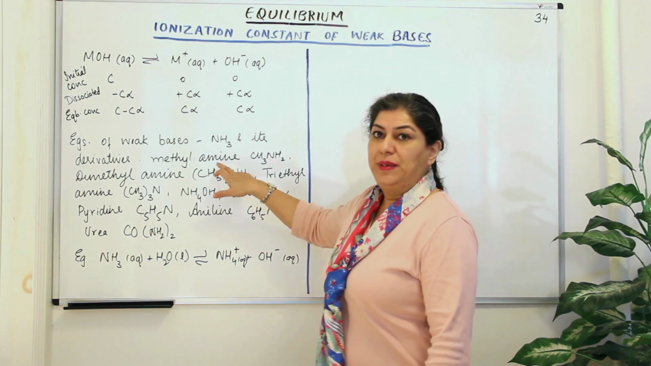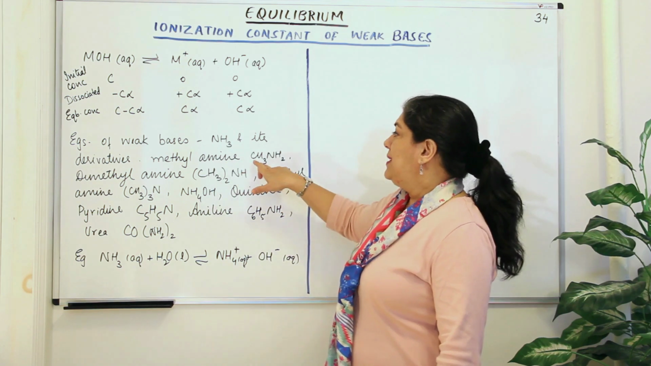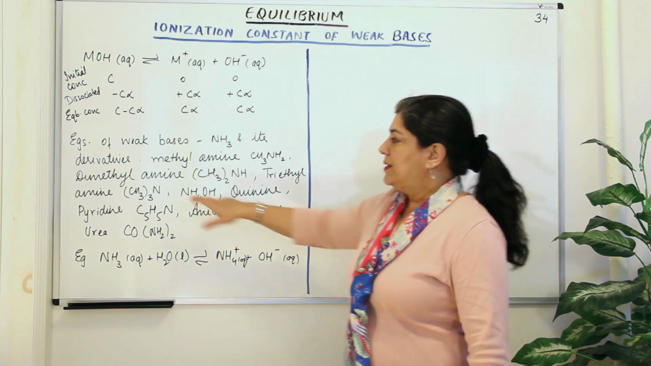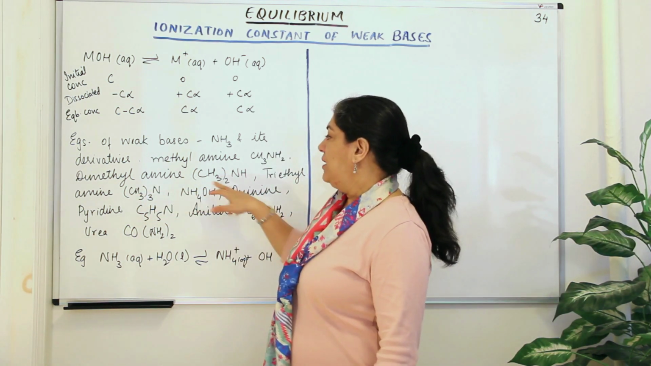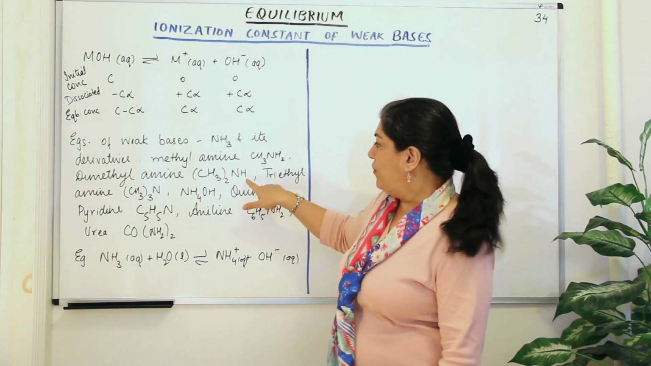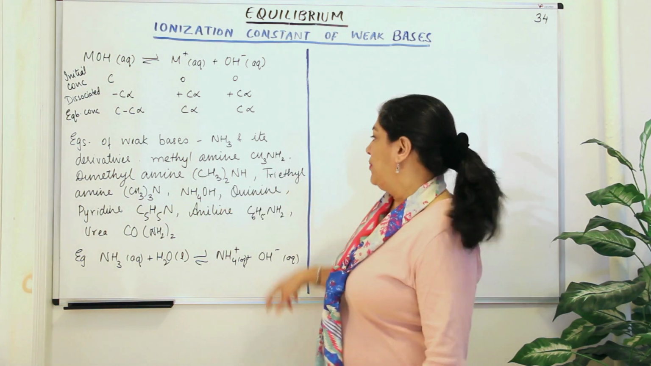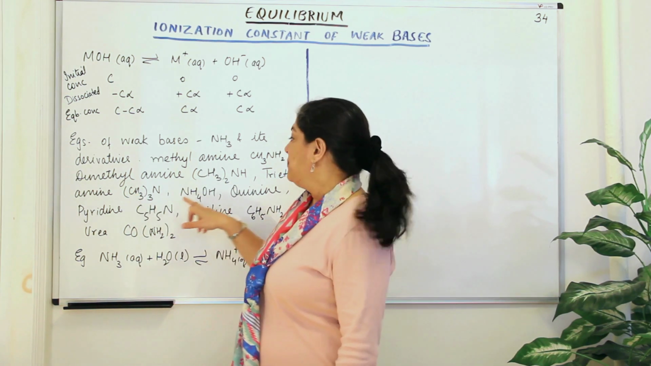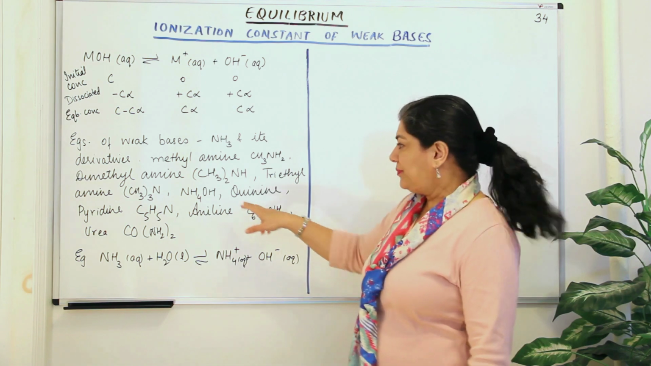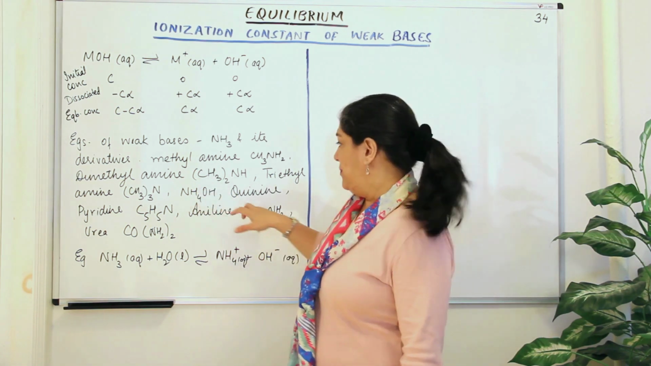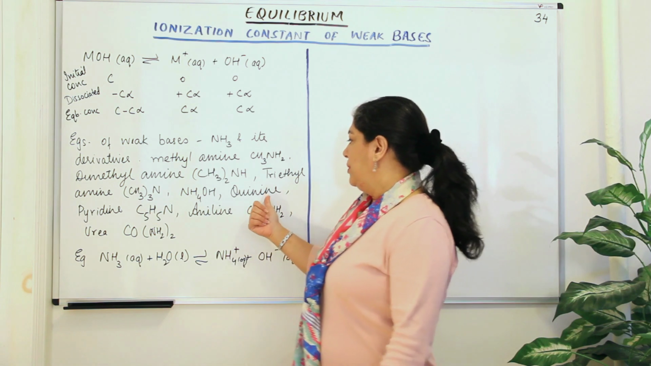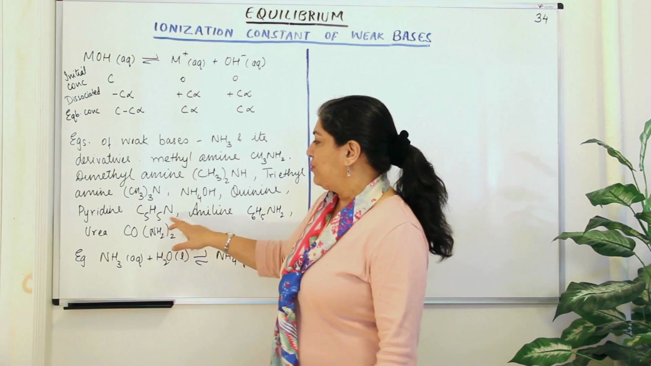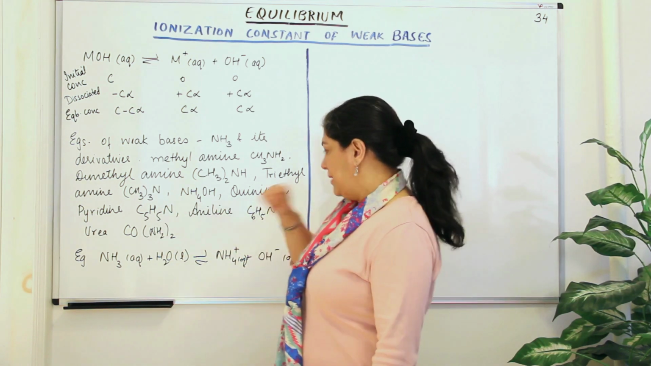For example, you have methylamine or methanamine, CH3NH2, which means one of the hydrogens has been replaced by a methyl group. Dimethylamine would be (CH3)2NH. So two of the hydrogens of ammonia have been replaced by methyl groups. Triethylamine, all the 3 hydrogens of ammonia have been replaced by alkyl groups. Then you have ammonium hydroxide, a water molecule added to ammonia. Quinine, it's a biological molecule. Pyridine is a cyclic molecule, C5H5N. It has nitrogen in it.